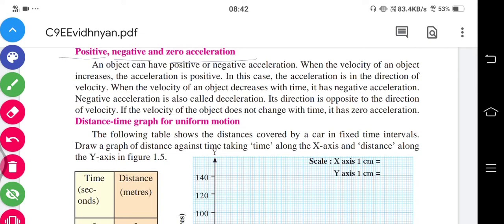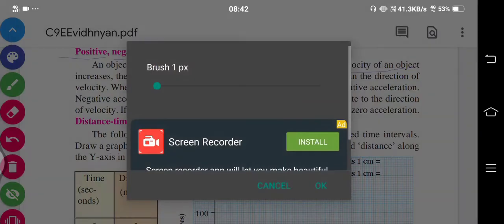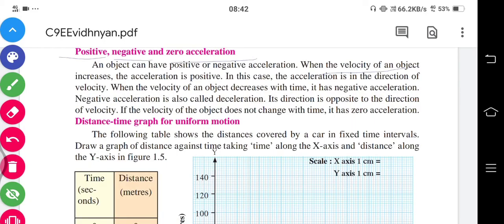When the velocity of an object increases, the acceleration is positive. When the velocity of an object increases, that's called positive acceleration. In this case, the acceleration is in the direction of velocity, is it okay?